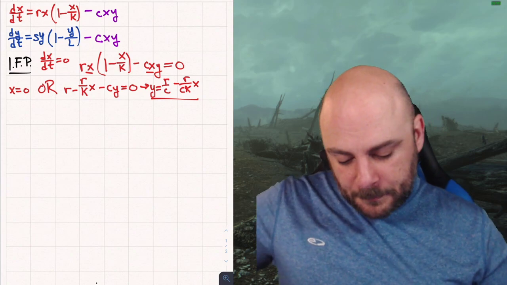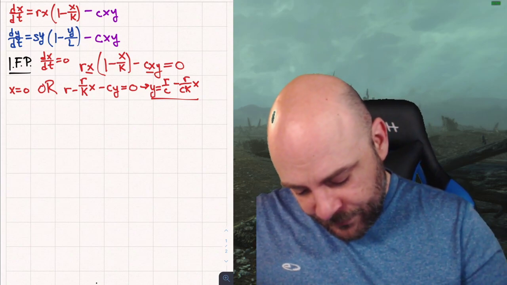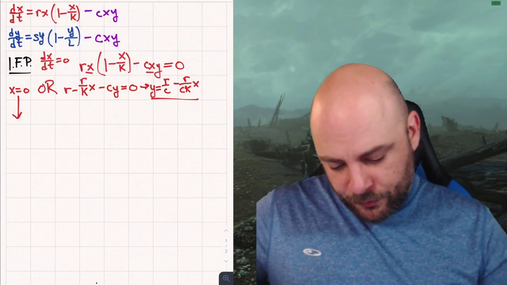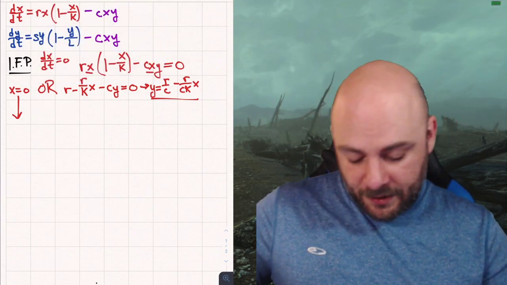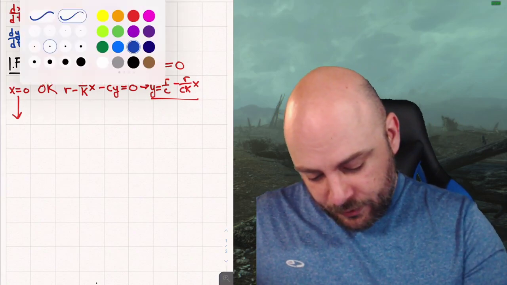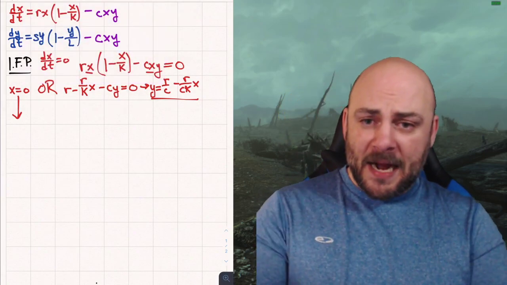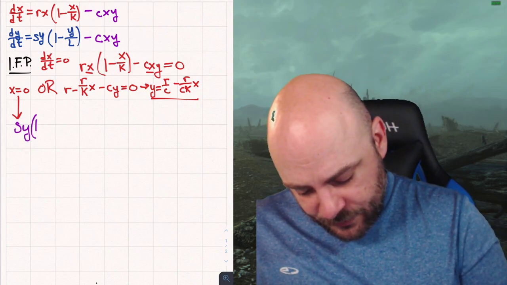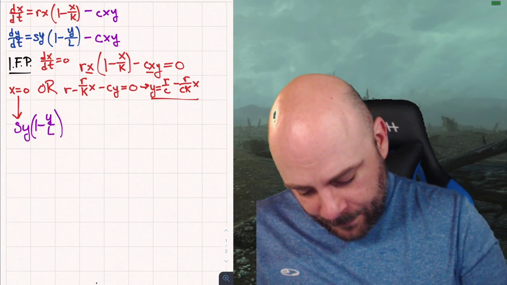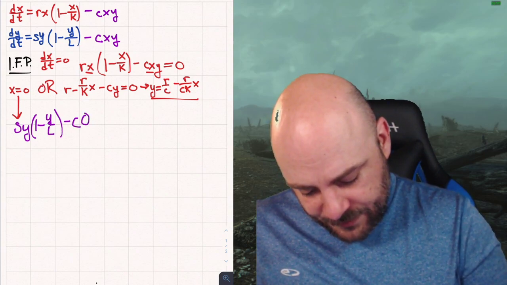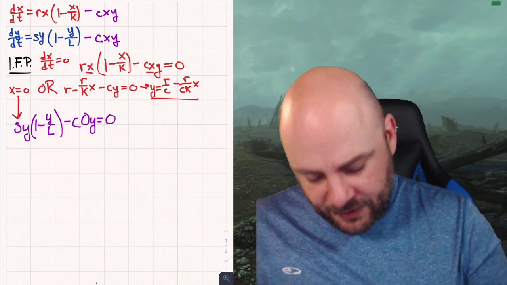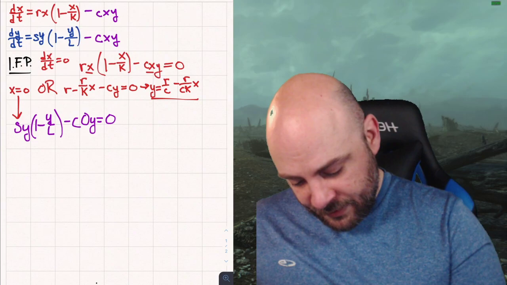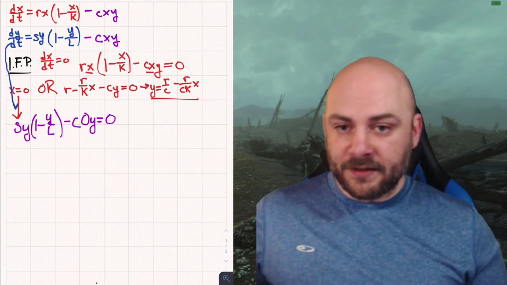Okay? All right. First thing I want to do is use this x equals 0 fact and plug it into my dy/dt. In order to do that, I'm actually going to use purple, because I'm going to be combining the facts here. So I'm going to get sy times 1 minus y over L minus c times 0 times y. This should equal 0. Okay, so I've combined that x fact with this whole big y fact.